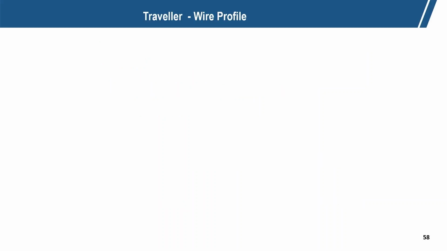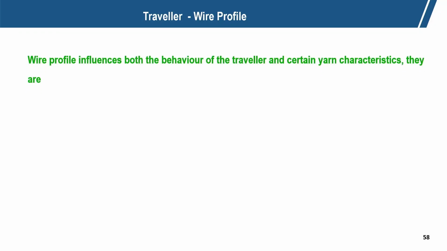Now, traveler wear profile: if we see, the wear profile influences both the behavior of the traveler and certain yarn characteristics. So, the wear profile actually controls the heat transmission.